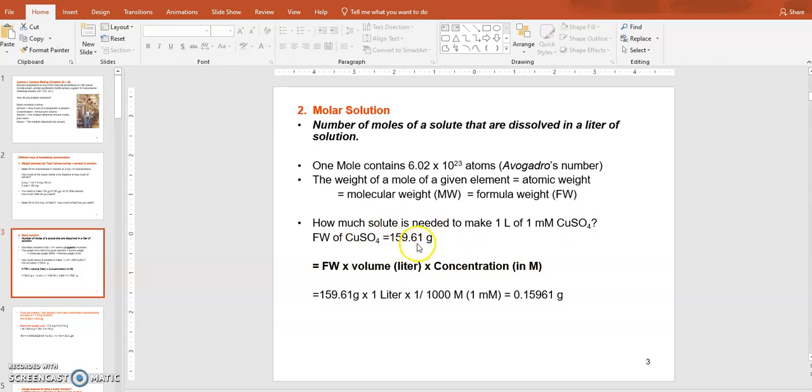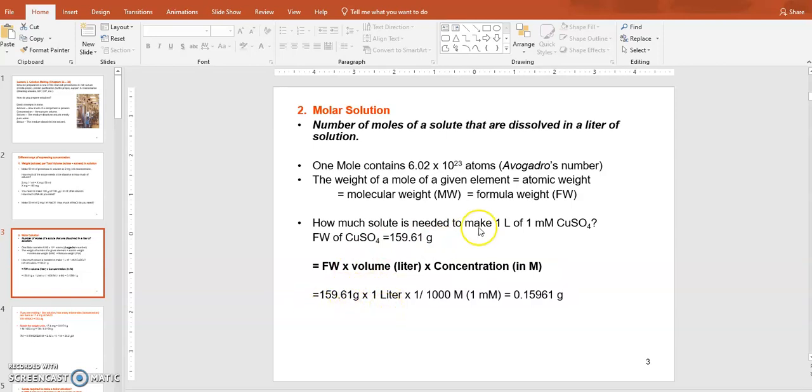Right? But what you need is not 1 mole. Instead, how much? 1 millimole, which is 1,000th of 1 mole. So you need to multiply all those. Molar concentration in mole. Since it's 1 millimole, that'll be converted back to the mole. So 1 over 1,000th mole is the concentration, times the molecular weight, which is 159.61 gram per liter.